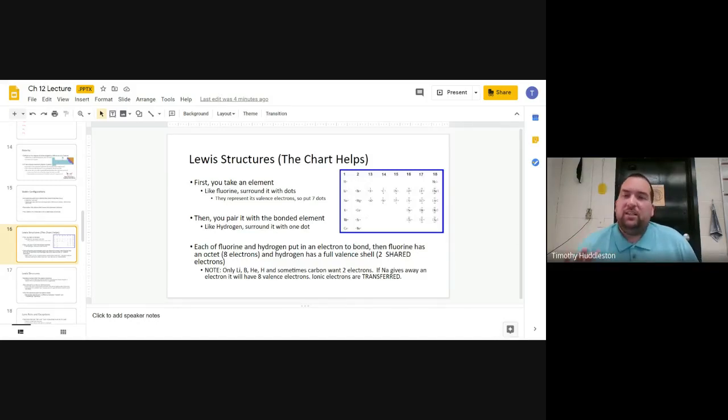You're going to see why this is important just a little bit later. Now you look to the right here and you can see examples. So group 1 is going to be 1 dot, group 2, 2 dots, group 13, 3 dots, 14, 4 dots, 15, 5 dots, 16, 6 dots, 17, 7 dots, and 18 has 8 dots except in the case of He.